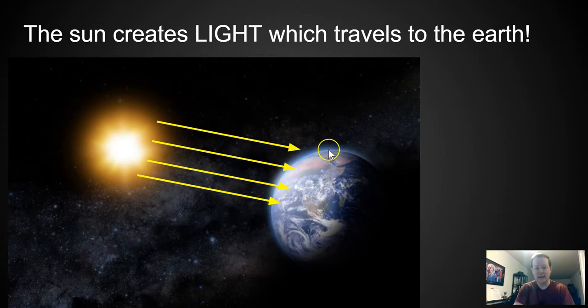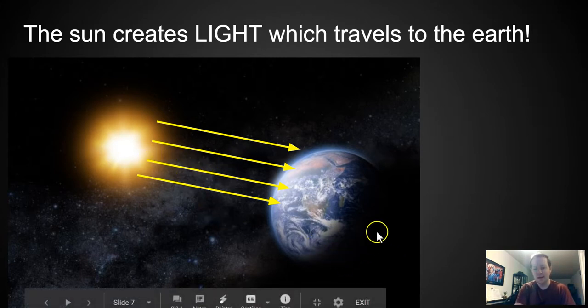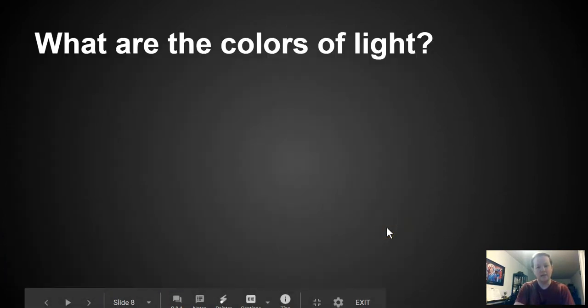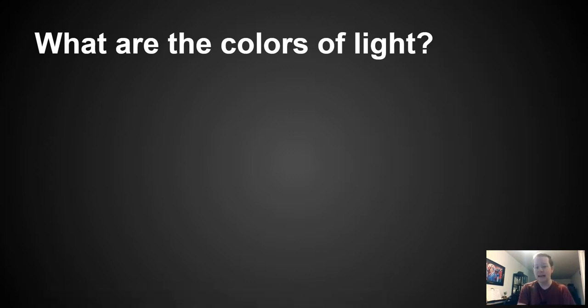Here, look, it's daytime because light is coming from the sun and it's hitting the Earth. Is any light hitting over here? No, no light. That's why it's dark. That's why it's nighttime on this side. Okay, so the sun creates light.